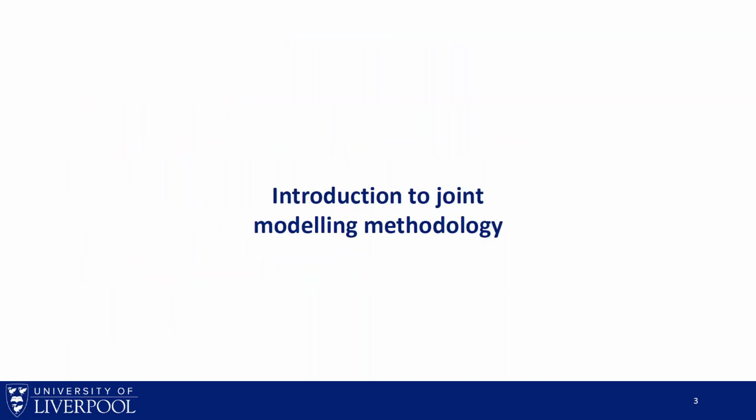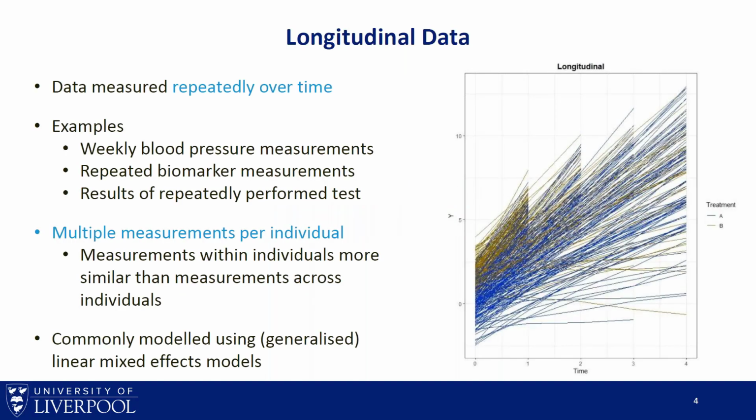So to start with, we're going to talk about exactly what a joint model is, and we're going to start that off by talking about the two main types of data that are key to a joint modelling analysis. So the first of these is longitudinal data. Longitudinal data is any data that's repeatedly measured over time. So individuals will provide multiple measurements over a time period. So for example, the study period.